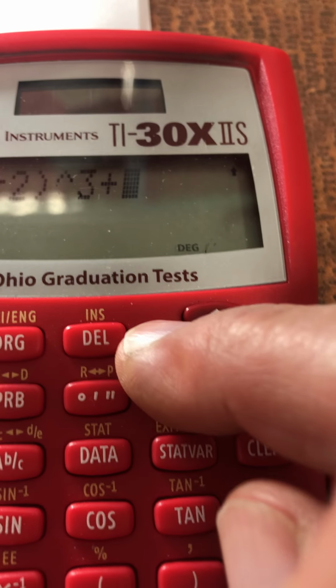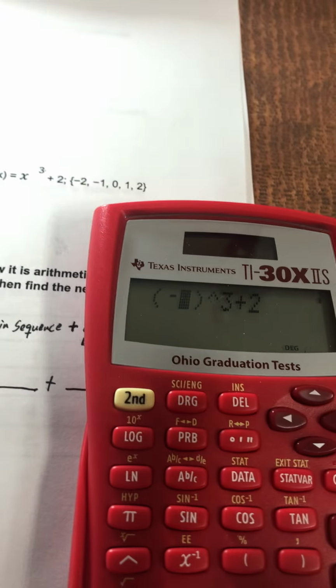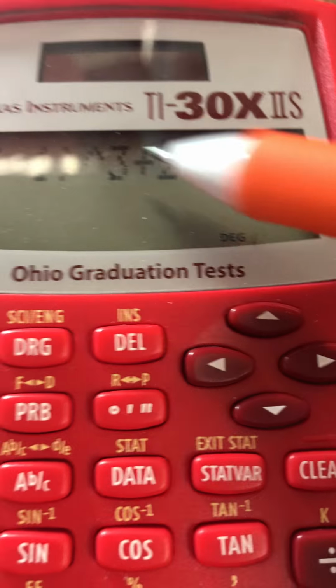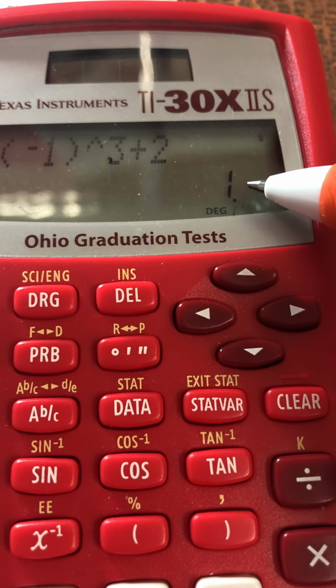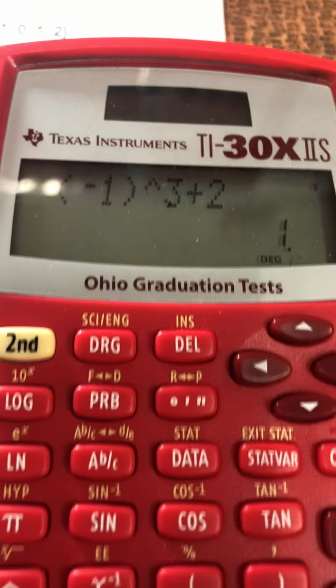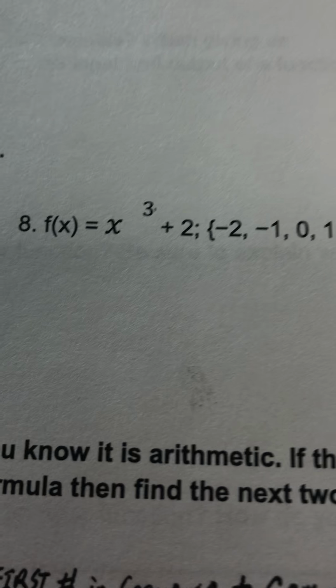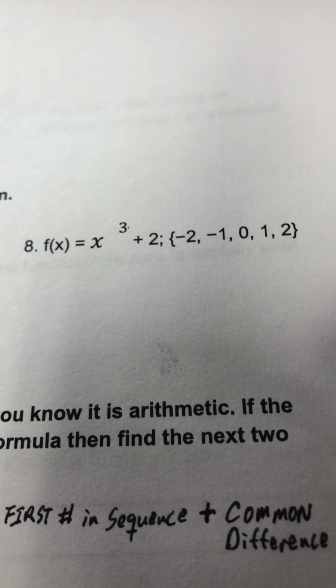All I have to do now is go and use the back button and change that negative 2 to a negative 1. And then all I have to do now is hit equals, and I'll get the second number that's going to be in my range, okay? Then you just keep using the back button in order to do those problems, so you don't have to type it all in again.